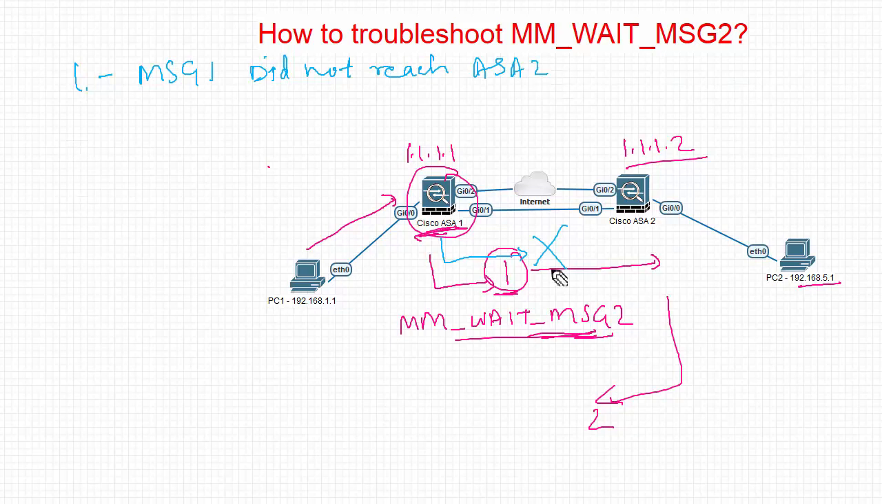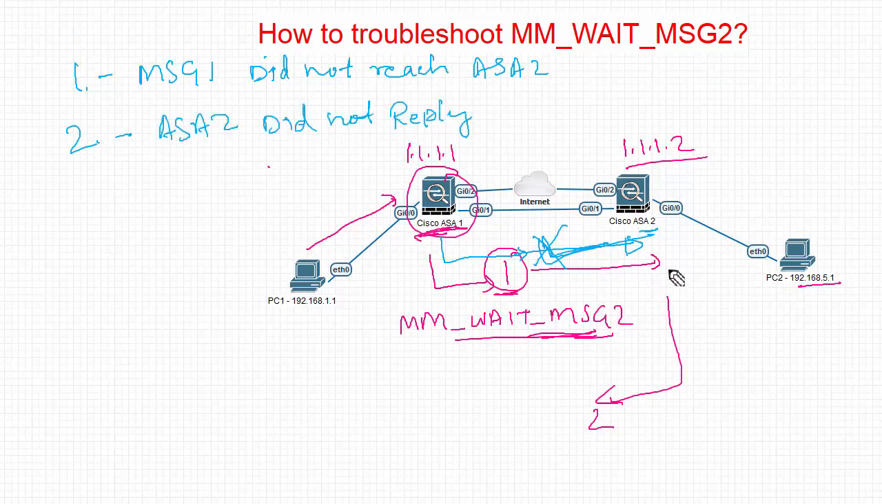Let's say that is not an issue. Message 1 did reach ASA2. Just assuming. We're just trying to figure out what the possible problems can be. So let's say message 1 did reach ASA2, but ASA2 did not reply. So the second problem can be that ASA2 did not reply.